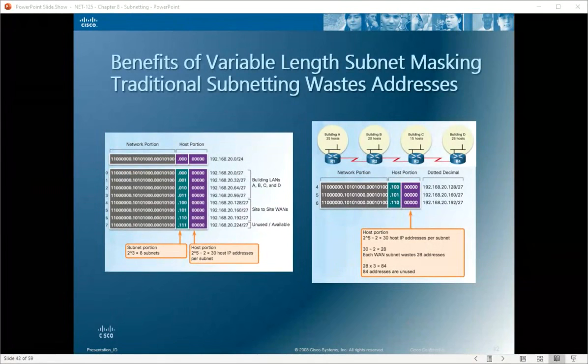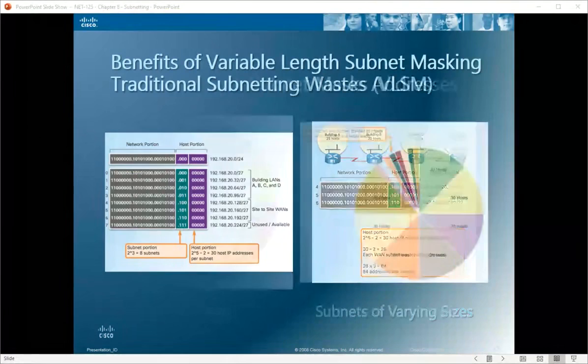So 32 minus 2 is 30. And we take a look at the network portion. We've got 25 hosts, 20 hosts, 15 hosts, and 28 hosts. So if we look at building C, it's only using half the hosts that we need. 2 to the 5. So each WAN subnet, because we're only going from one to the other, so we've got 2 links, is wasting 28 addresses. So that's not positive. We want to avoid that. And 84 addresses in total are just going unused. Pretty depressing, right? So we've got 28 times 3. So we've got 60 plus 24.